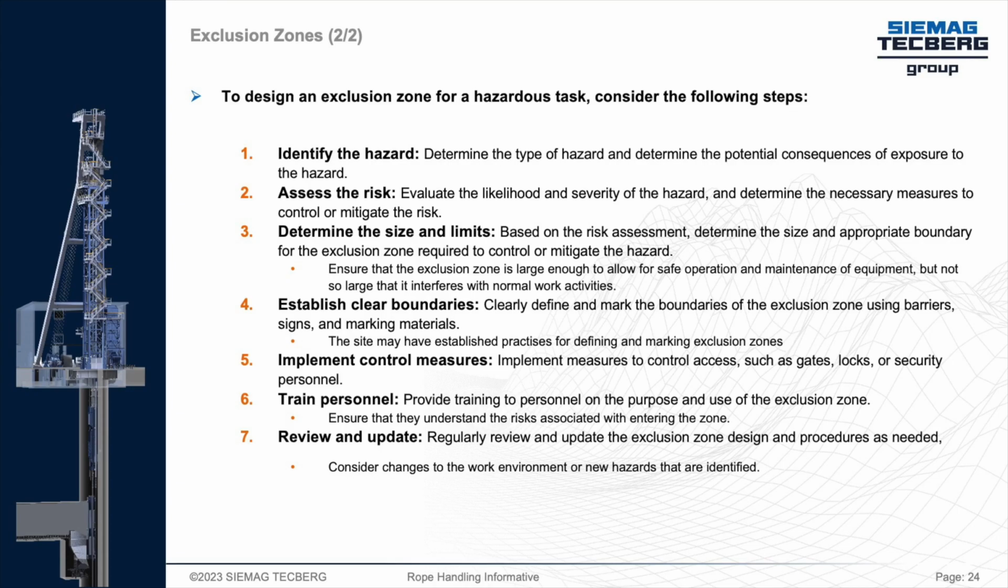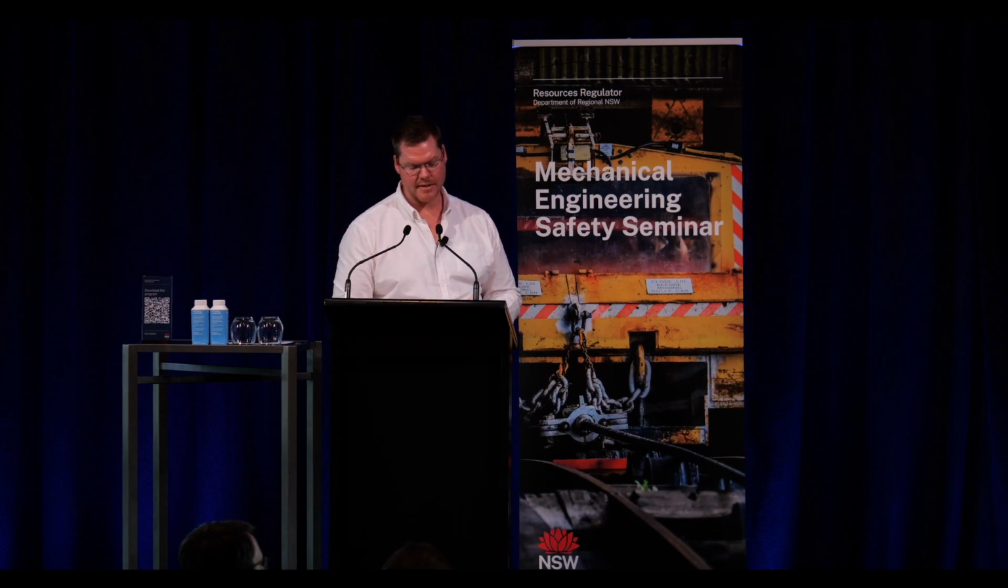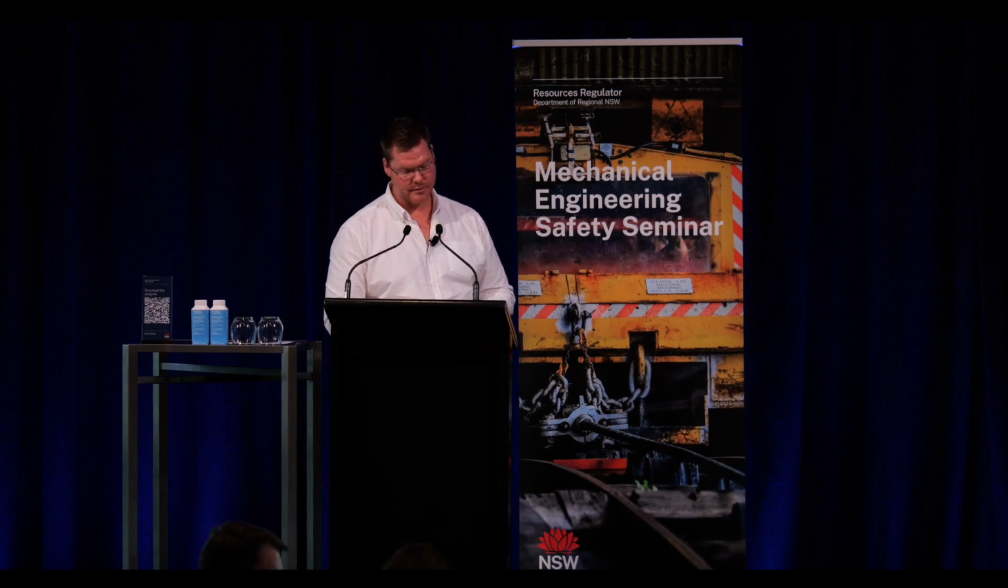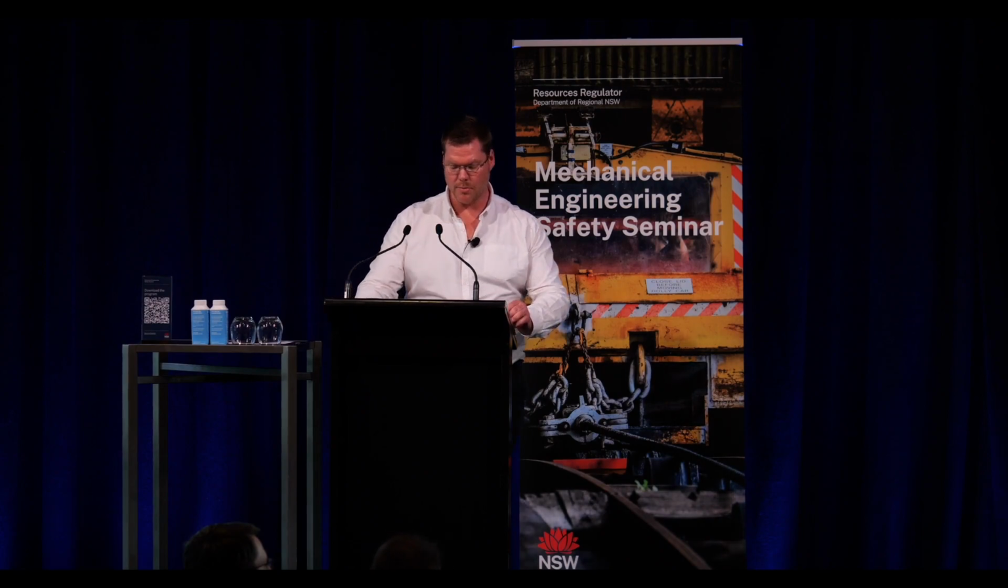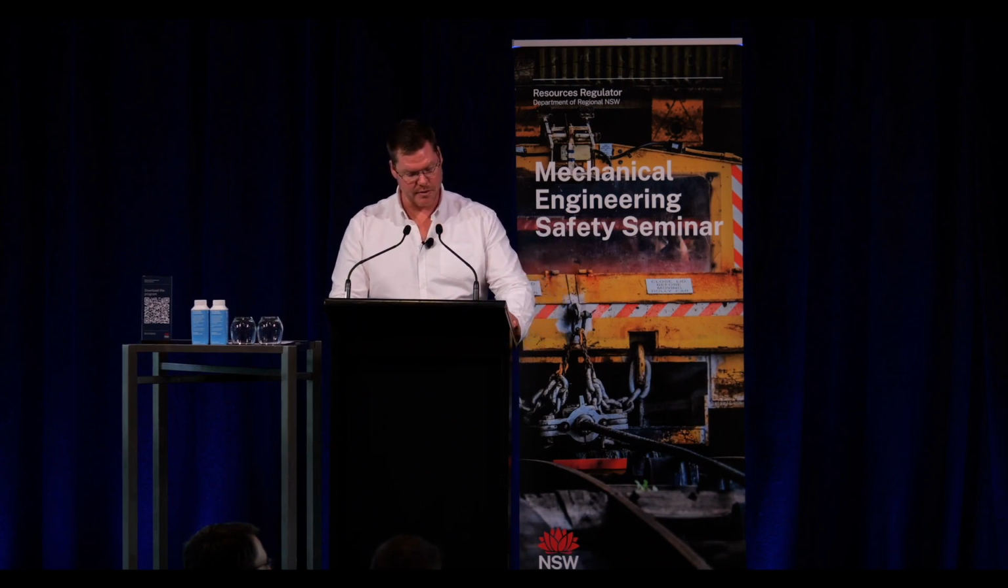Designing exclusion zones must consider the following. Identify the hazard that has the potential to cause harm. Assess the risk of that hazard becoming an event or causing harm to our employees or our contractors. Ensure that the exclusion zone is large enough to allow safe operation and maintenance of the equipment, and consider all possible entry points from personnel outside the working group. Establish clear boundaries and consider all possible entry points from personnel working outside the group.